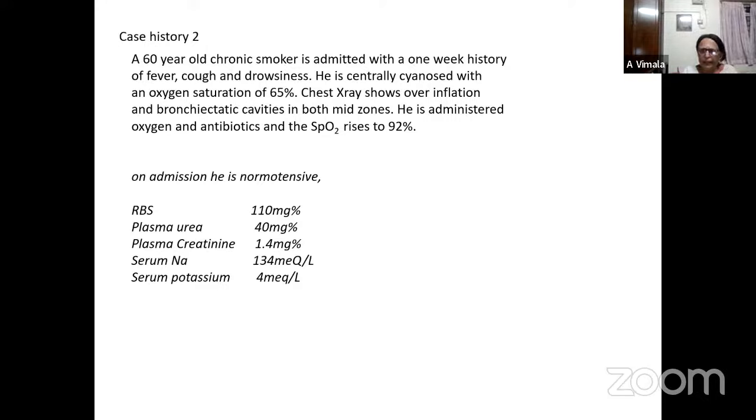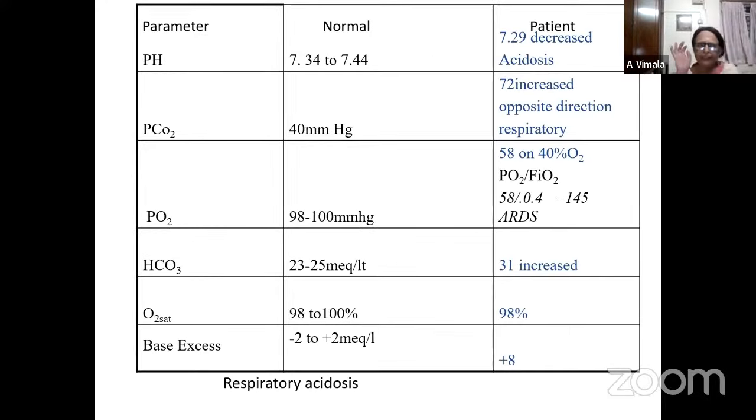RBS is 110, urea is 40, creatinine is normal 1.4, sodium is 134, and potassium is 4. That means he has a normal GFR and a normal electrolyte profile. But he was a smoker, admitted with COPD exacerbation, and centrally cyanosed. ABG was done. ABG shows a pH of 7.29.